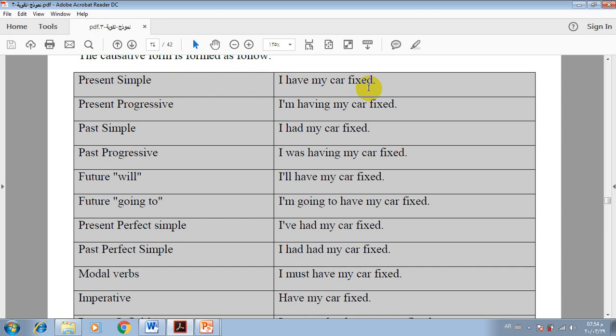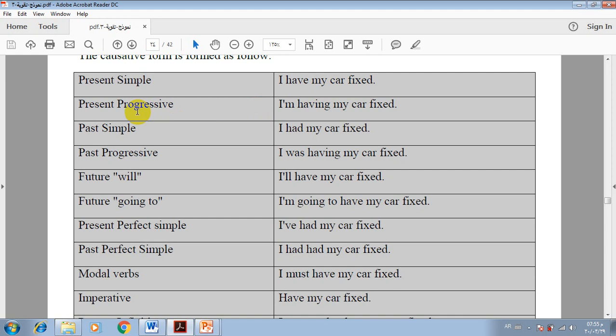The main sentence is the mechanic fixes my car. But when I want to use the causative form, I change it like this: I have my car fixed. Like I told you, because in the causative form, we say that somebody else does something for us.